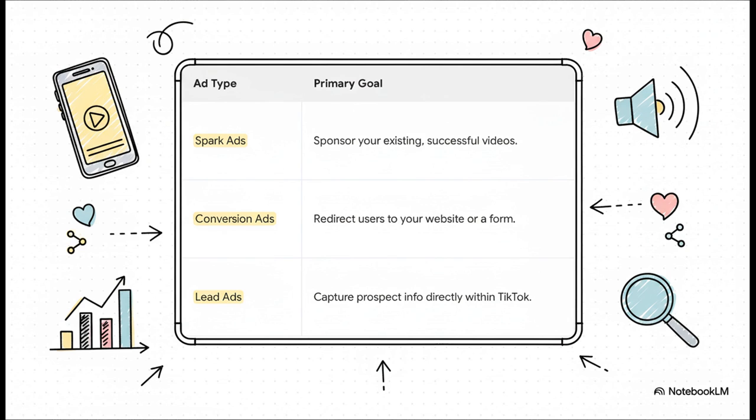Spark ads are genius. They basically let you put money behind an organic video that's already a proven winner. Conversion ads are your best friend when you need to get people off of TikTok and onto your website. And lead ads, they're a game changer for grabbing emails or signups right there in the app, super smoothly.